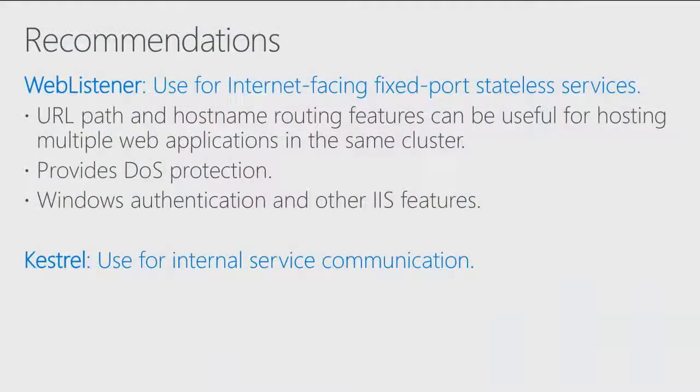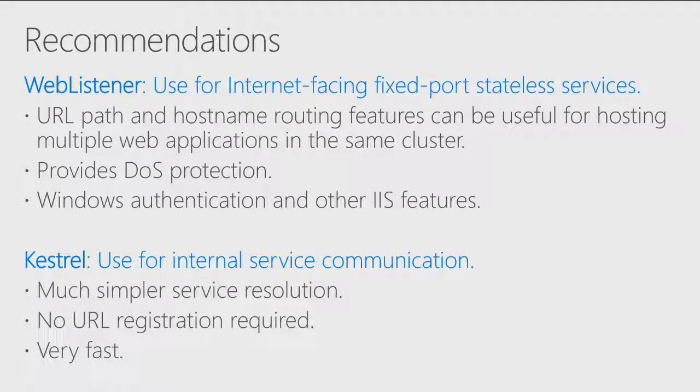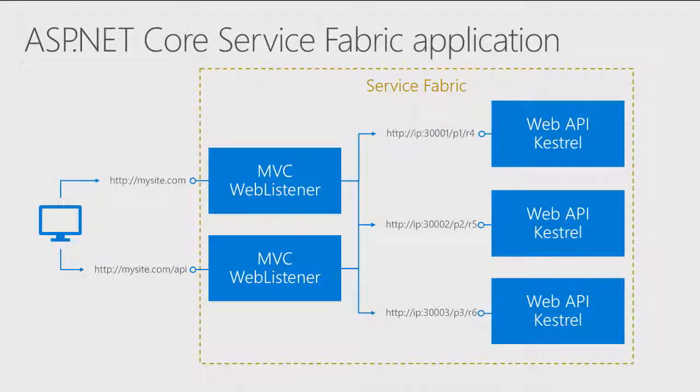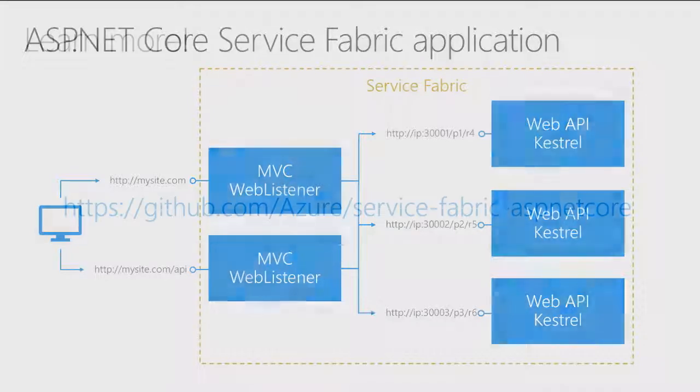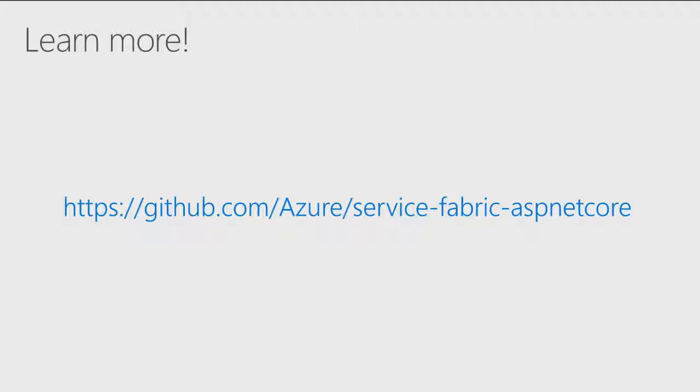For internal service communication on the back end, we recommend Kestrel for that. It's a very fast server. It's very, very simple to use. There's no URL registration required, and it's definitely the ideal server for doing that. So now if we go back to our application that we saw earlier, this is what it would look like taking all that into account. We got a couple services up front serving up a UI and an API. Those are using Web Listener. And on the back end, we've got a bunch of Kestrel instances, and you can see they're using this dynamic port mapping and unique paths with partition and replica ID. So that's how we do ASP.NET Core in a nutshell on Service Fabric.